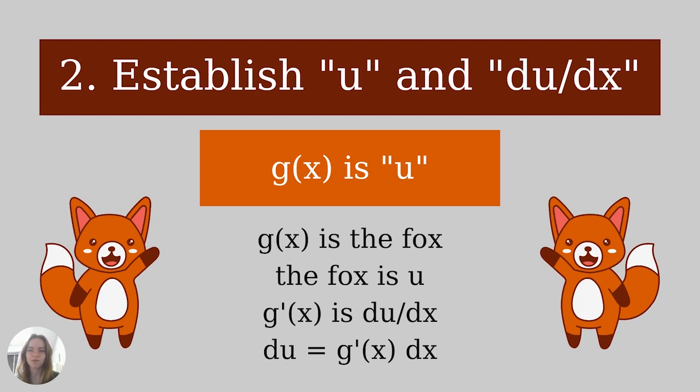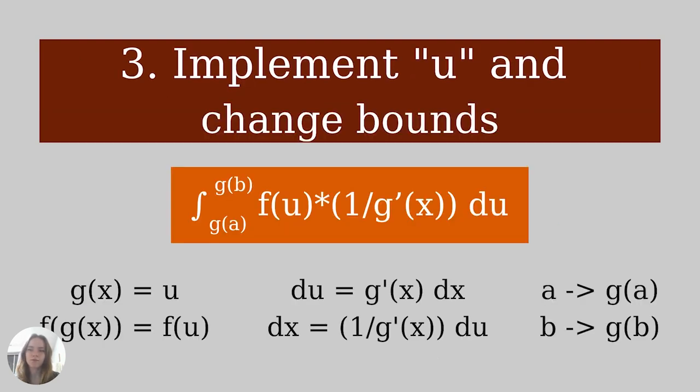Once necessity is established, and we know there is some f of g of x term in the integral, we then take out the g of x term and say that term will be our u. Then we take the derivative of g of x to get g prime of x dx, and because g of x is u and the derivative of u is du, we then know that du is equal to g prime of x dx.